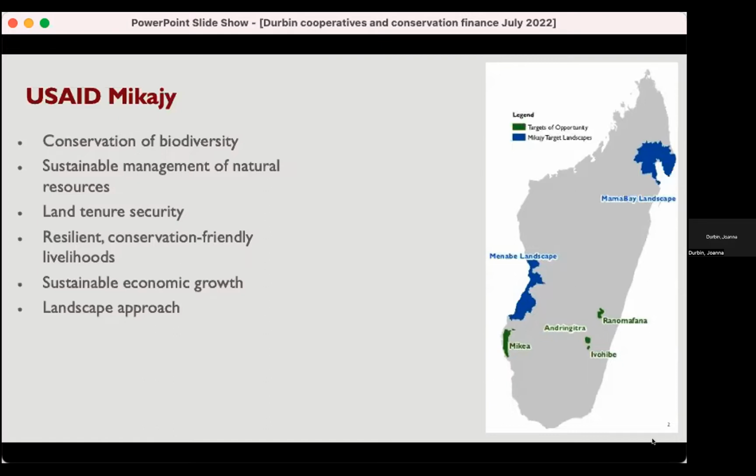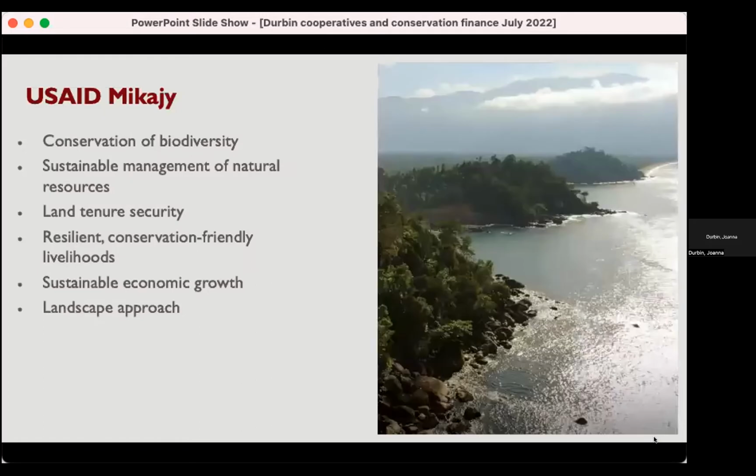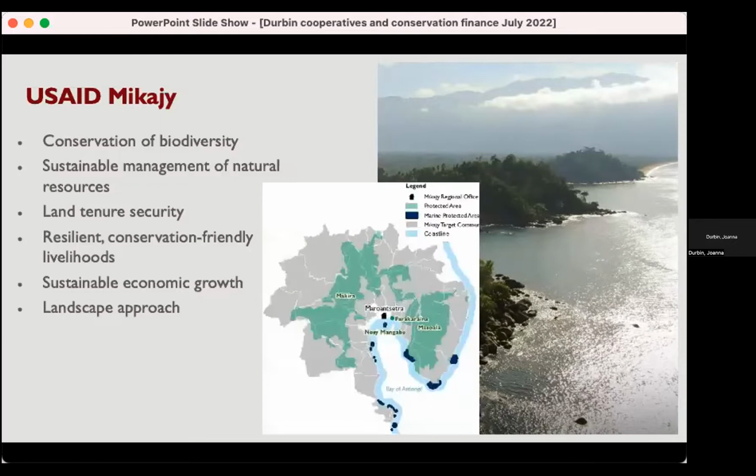You can see it's one of those rare and beautiful areas of the world where the rainforest extends down to the ocean. It contains two of the largest forest protected areas with an exceptional diversity of endemic and threatened species like lemurs and palms, and the largest bay in Madagascar, which is a refuge for humpback whales and many other marine species. USAID Mikaya aims to conserve biodiversity and establish sustainable management of natural resources through a wide range of activities covering protected area management, strengthening land and resource tenure security, establishing resilient and conservation-friendly livelihoods to boost the economy in this extremely poor country, while promoting sustainability and biodiversity conservation through a ridge-to-reef landscape approach.